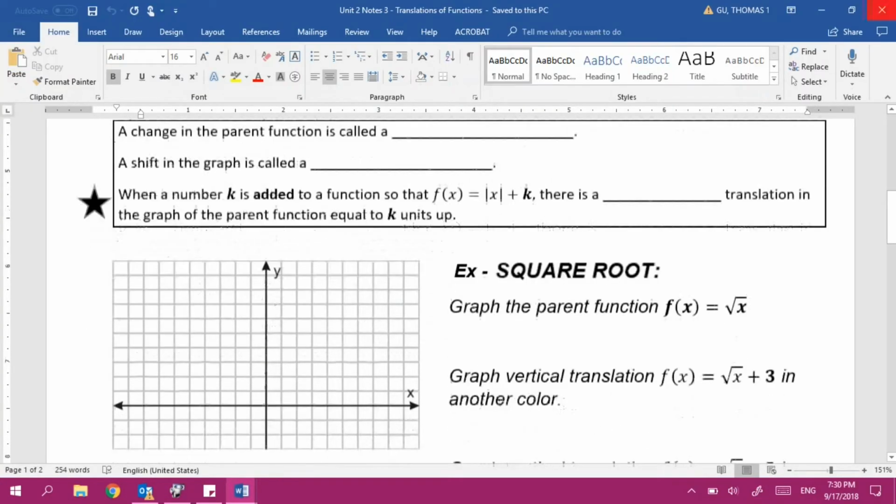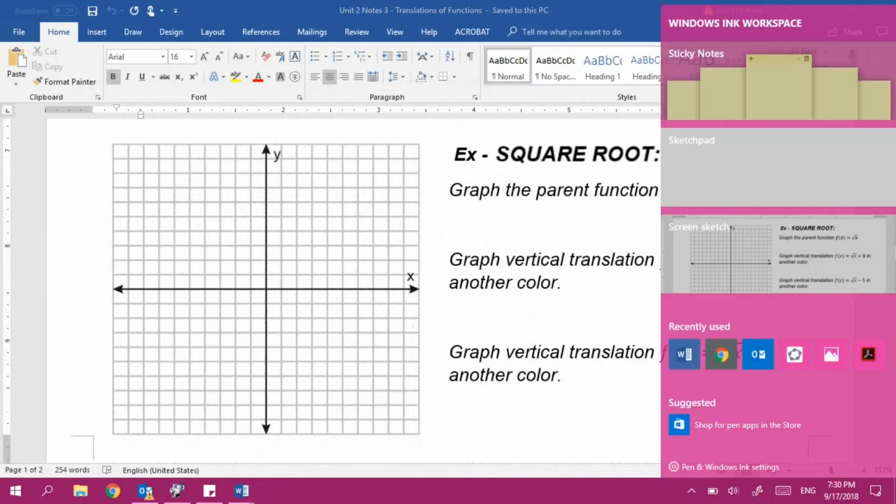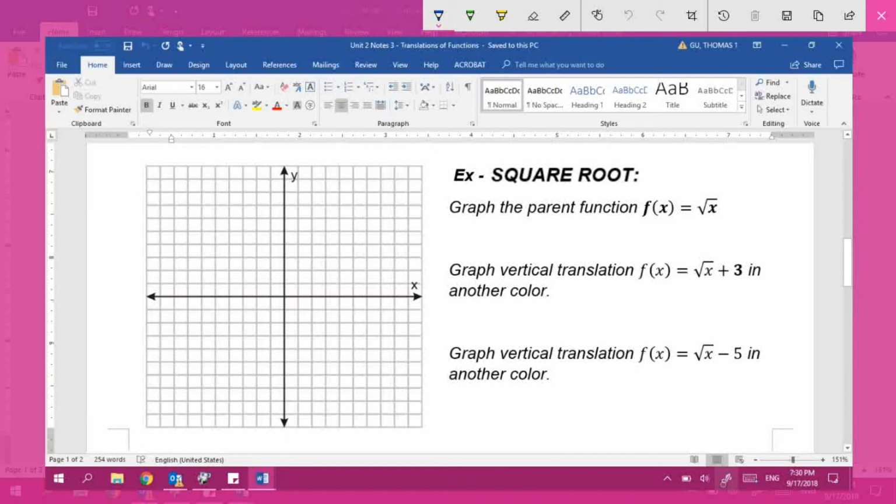With square root, we're going to graph the parent function of square root. So first of all, parent function, what values would I have? Let's find x. Remember, square root has to be non-negative, and easy numbers would be 0, 1, 4, and 9. If I plug in 0, what do I get? It would be f of 0 equals square root of 0. That equals 0, so 0, 0. F of 1 is going to be square root of 1, which is 1. So then f of 4 is going to be 2, and f of 9 is going to be 3.